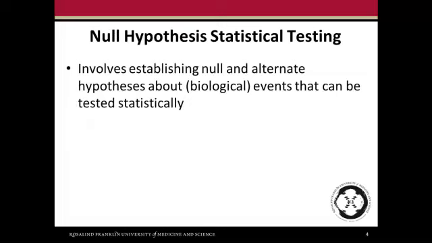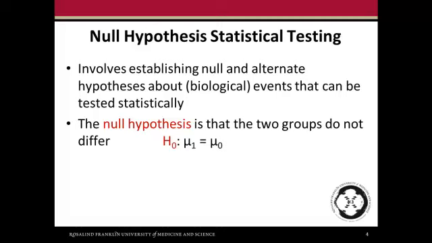So null hypothesis statistical testing involves establishing a null hypothesis, again, which states that there's no effect, and an alternative hypothesis, which is about some biological event that can then be tested statistically. So the null hypothesis is in general that two groups do not differ in their population means. So here we have our null hypothesis, capital H sub 0, with our two population parameters for the means, saying that they're equal. So there's no effect of the treatment on group 1 and group 0.